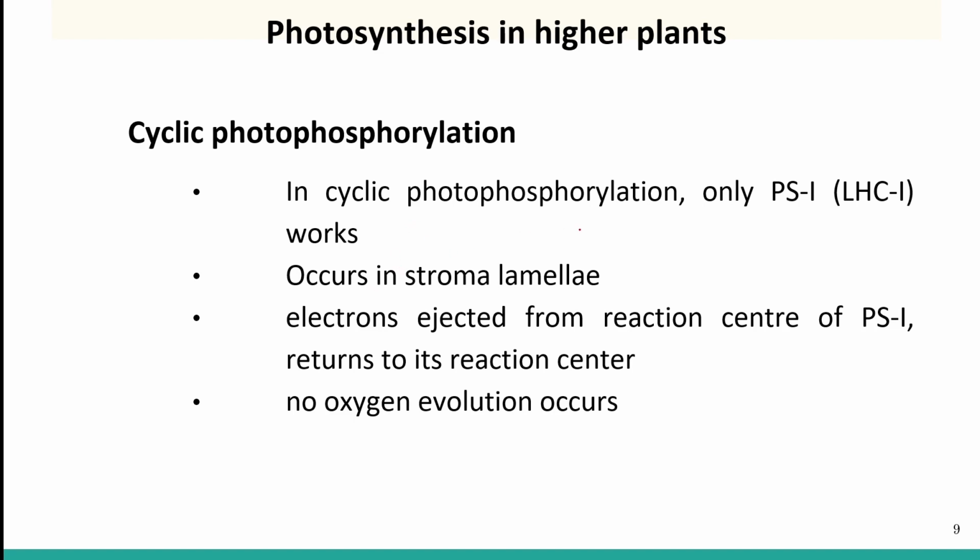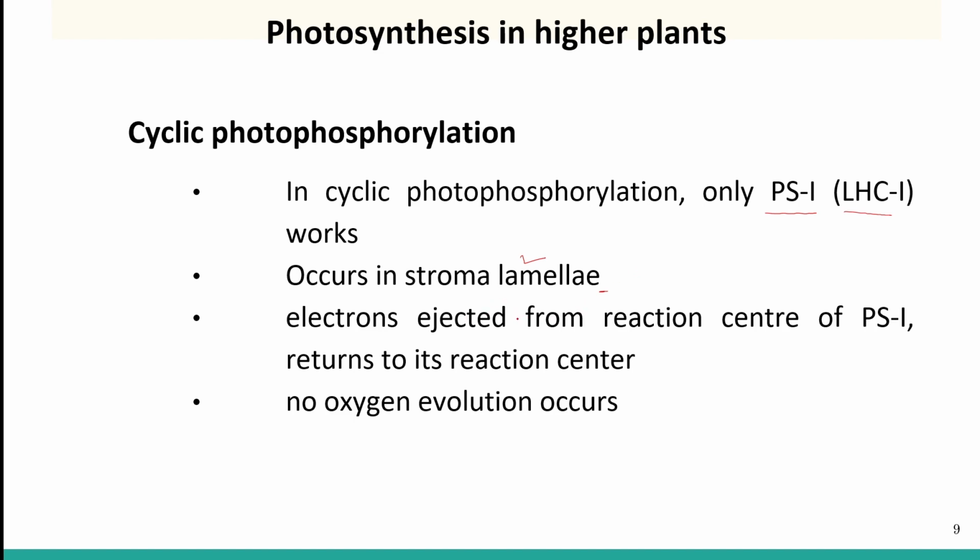So in cyclic photophosphorylation, what happens? Only photosystem 1 is involved. This is the point to remember. Only photosystem 1 is involved, which consists of light harvesting complex 1. This photosystem 1 is only present in the stroma lamella. That's why we can say cyclic photophosphorylation occurs in the stroma lamella. And what was stroma lamella? Stroma lamella connects the two thylakoids, and it is present in the chloroplast.